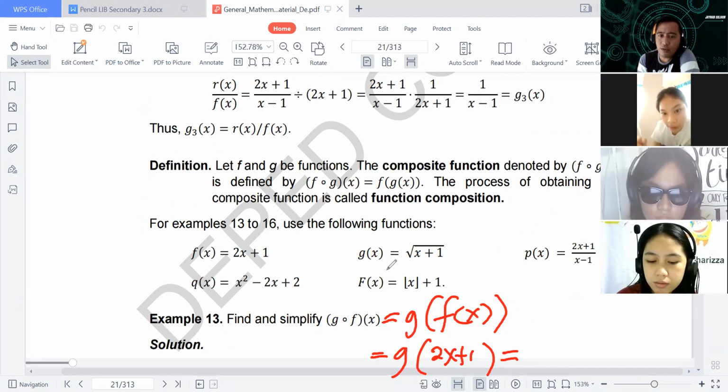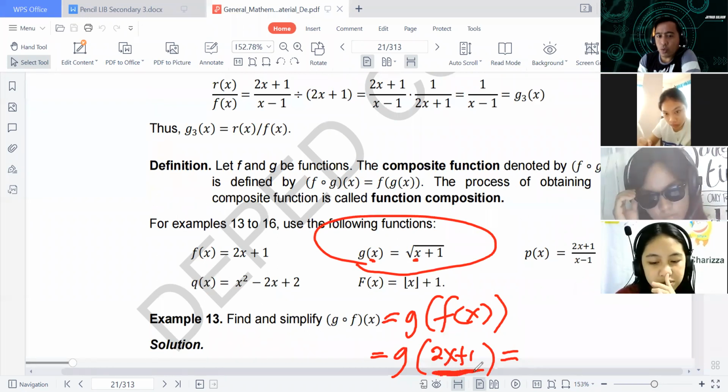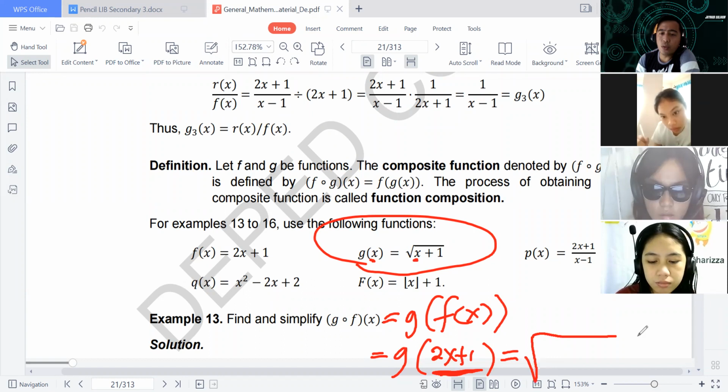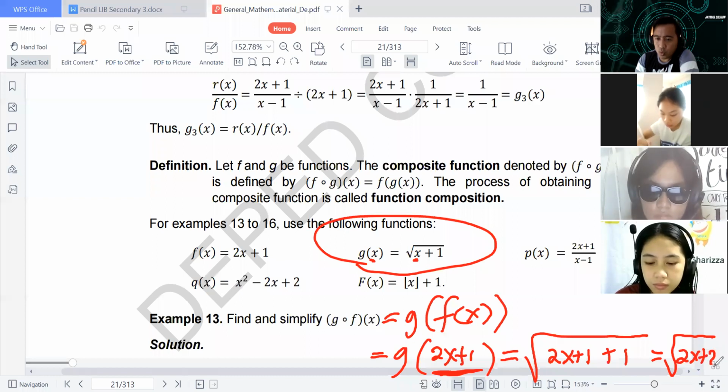Remember, the function g is defined by this, right? If the input is x, then you will replace that by x. But this time, the input is 2x plus 1, so you will replace this by 2x plus 1. So it will be now square root of 2x plus 1, then plus 1. Clear? And if you simplify it further, it will be now square root of 2x plus 2. Clear? And that is the answer of this question.